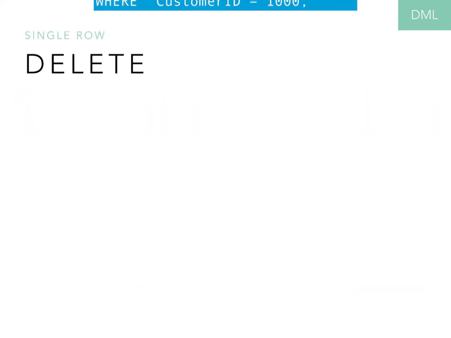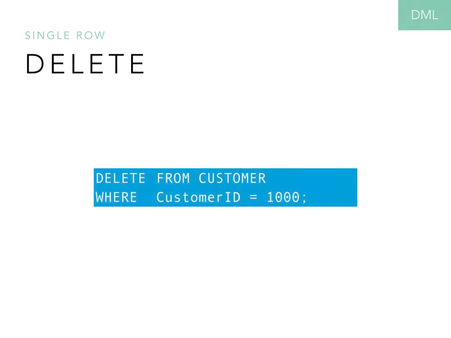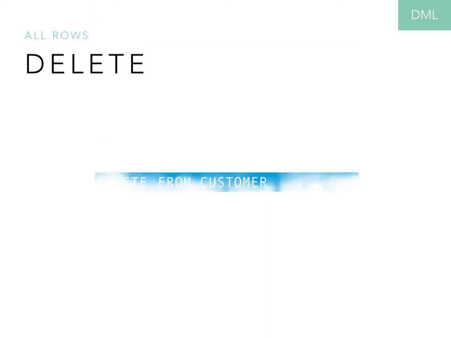All right, last piece here is delete. Just like you'd expect, you would delete from table name where some condition exists. So if we want to delete customer 1000, this is how we do it. This is going to delete a single row because customer ID is unique. Now, what happens if you omit the where clause?